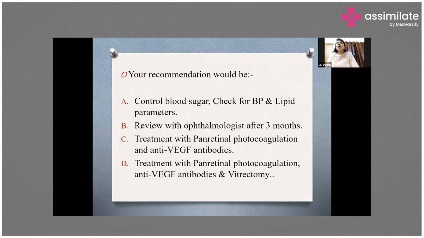So in this patient who has come with the diagnosis report of proliferative diabetic retinopathy, what would be your recommendations? Option A, control blood sugar, check blood pressure and lipid parameters. Option B, review with ophthalmologist after 3 months. Option C, treatment with panretinal photocoagulation and anti-VEGF antibodies. VEGF meaning vascular endothelial growth factor. Option D, treatment with panretinal photocoagulation, anti-VEGF antibodies, and vitrectomy.